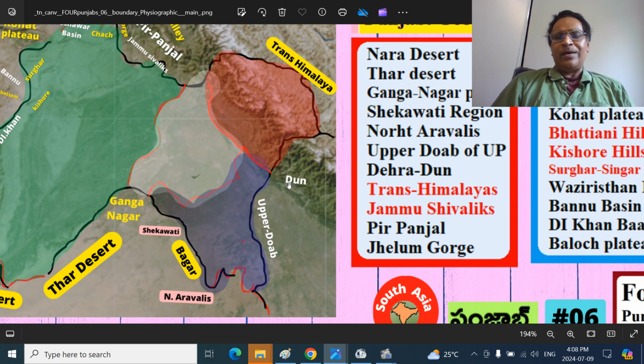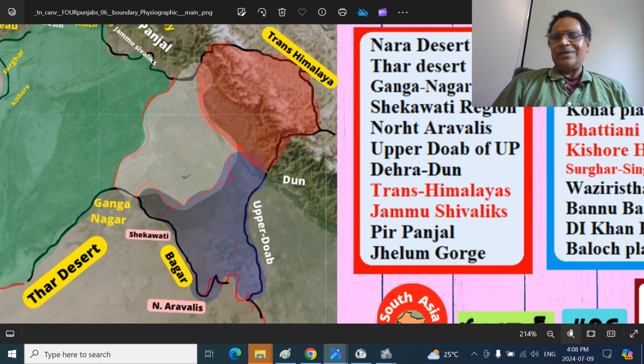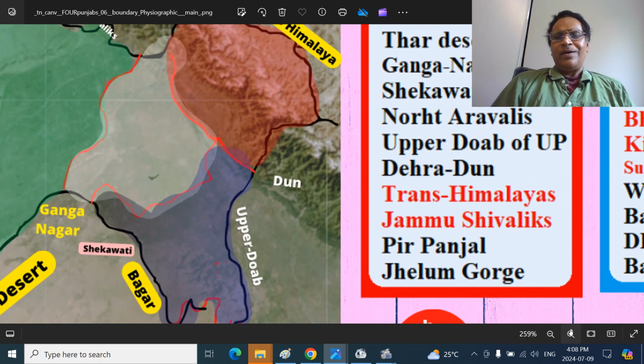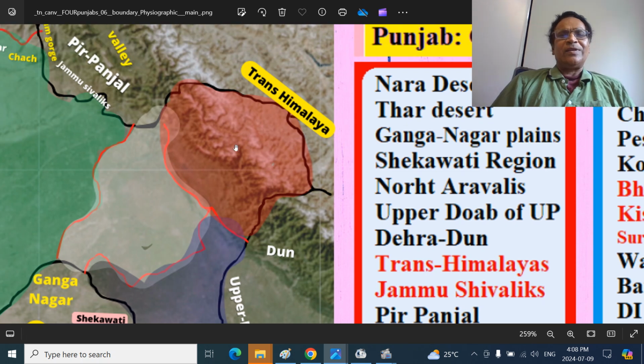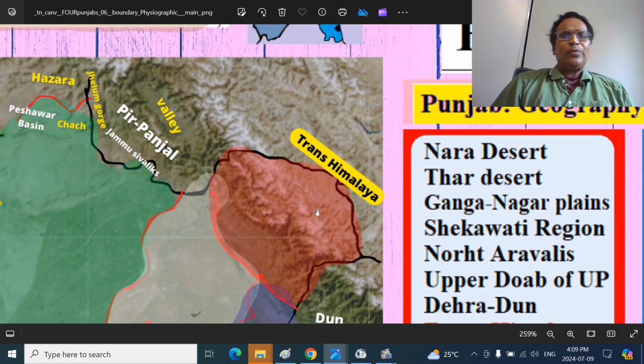Dehra is the prominent urban center, so it is called Dehradun, like Herbertpur and those places, Dehradun and so on, Dun. And these are the Uttaranchal mountains. This is the Himachal. This is the Himalaya, the greater Himalayas, and across is called the Trans Himalayas. They are called the Zanskar ranges, Ladakh ranges, and so on. This is the Cis-Himalayan, and the Trans Himalayas. Then we have the Pir Panjal ranges here.